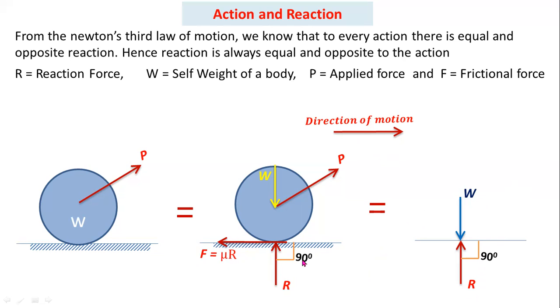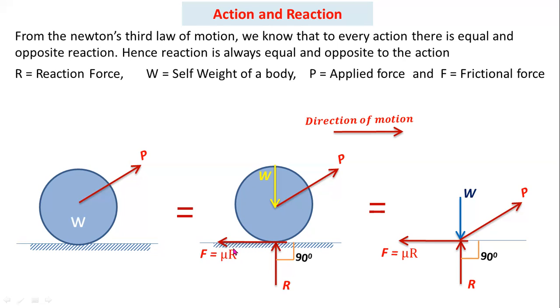Now you have to draw the externally applied force P. It makes an angle theta with respect to the x-axis. Then after that you have to draw a frictional force F equals mu R, a horizontal force. Here the frictional force is always parallel to the surface. So you have to draw a horizontal frictional force.